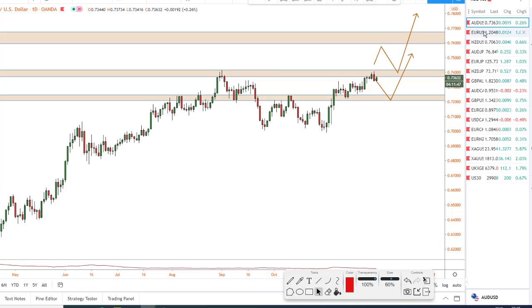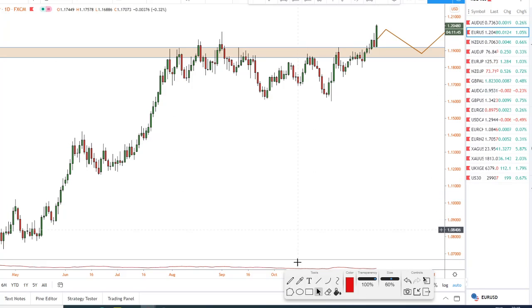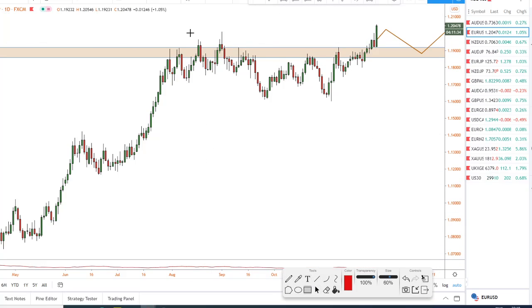The next one is Euro US dollar. Okay, so this is also again an uptrend, and we're looking to buy this, not sell whatsoever. We can see that there is some sort of resistance in this zone here. The price has previously gone up there and got rejected.